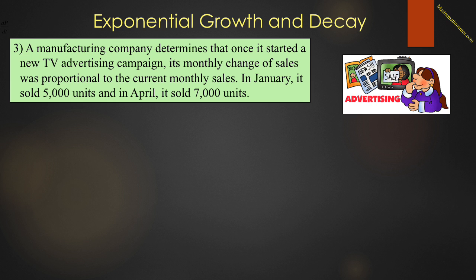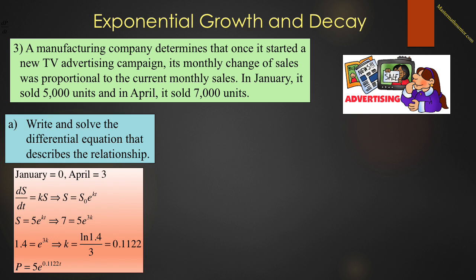Number 3 reads, a manufacturing company determined that once it started a new TV advertising campaign, its monthly change of sales was proportional to the current monthly sales. In January, it sold 5,000 units, and in April, it sold 7,000 units.